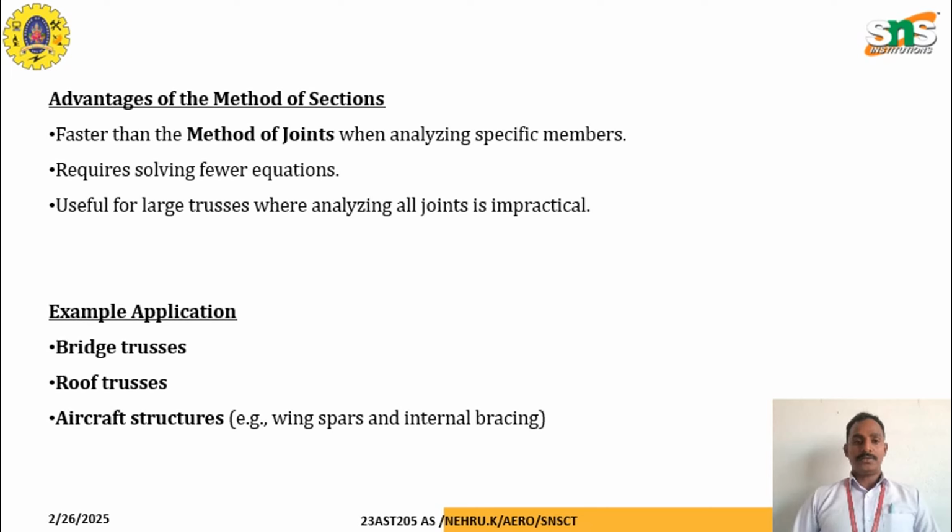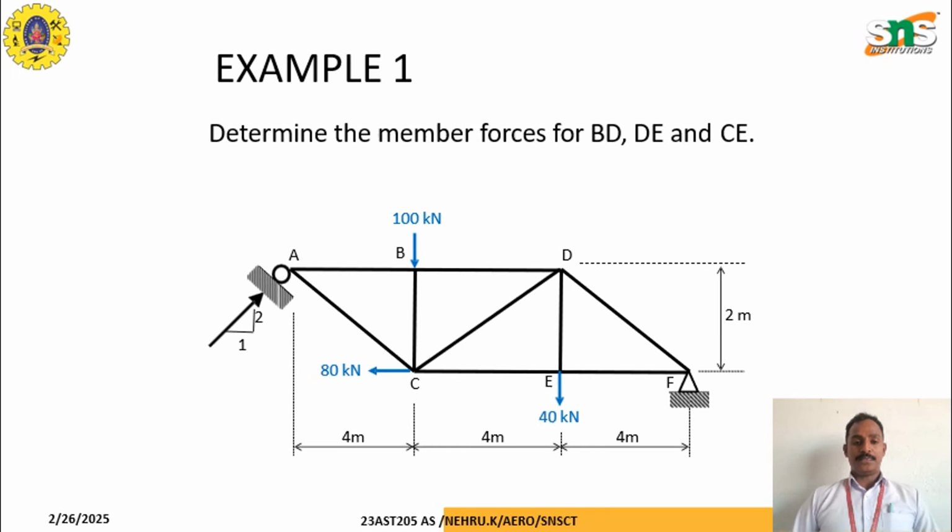The advantage of the method of section is that it is faster than the method of joints when analyzing specific members. It requires solving fewer equations. It is also useful for large trusses where analyzing all the joints is impractical. The best examples are bridge trusses, roof trusses, and aircraft truss structures like wing spars and internal bracing.